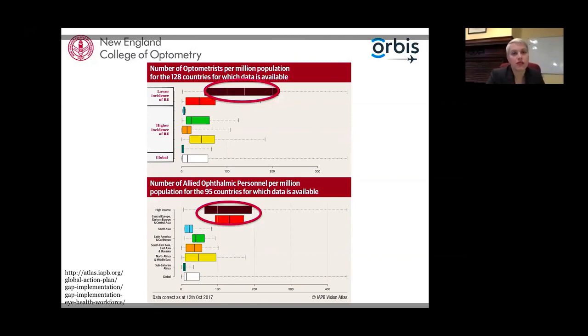And so this is one of the things that we really need to focus on in building our capacity to treat patients, is building the number of allied ophthalmic personnel in our hospitals.